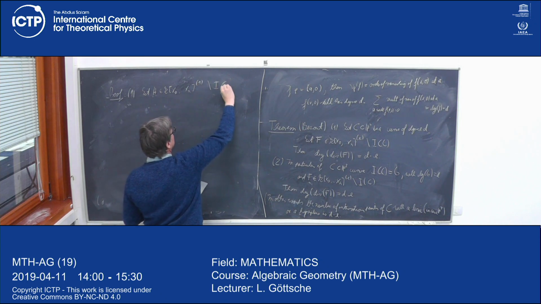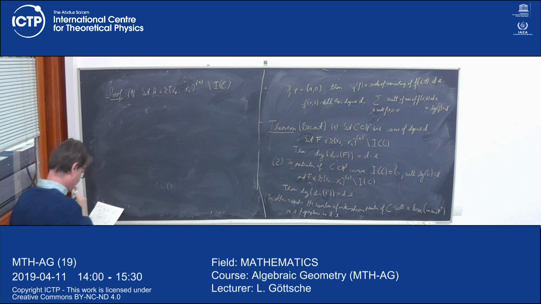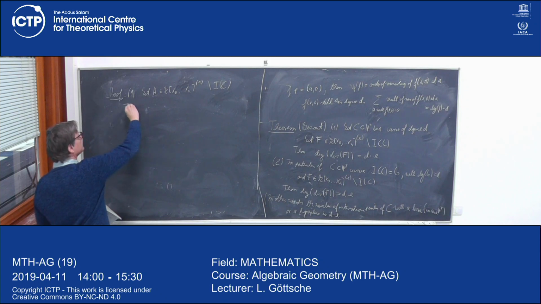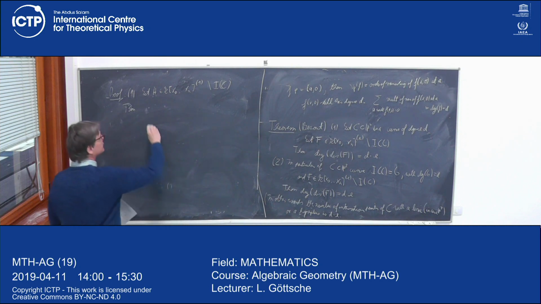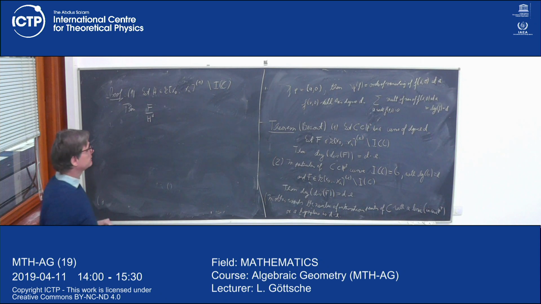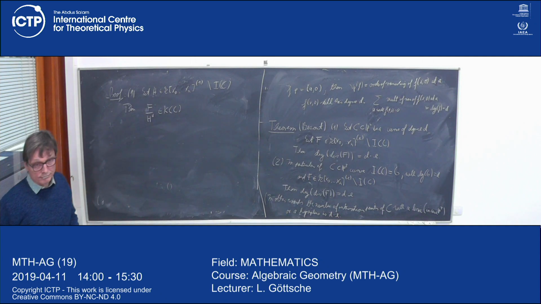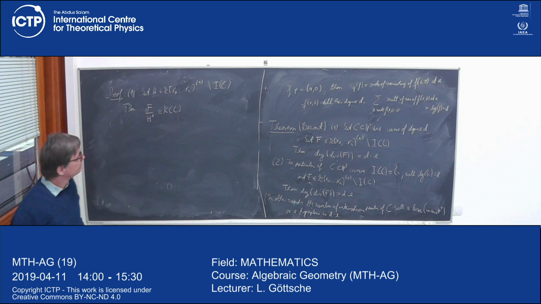Which does not vanish on our curve C. Then, obviously, I can take this F and divide it by H to the D. This is a rational function on C. You have a quotient, so I take the classes of these and I take the quotient. This is a rational function on C.